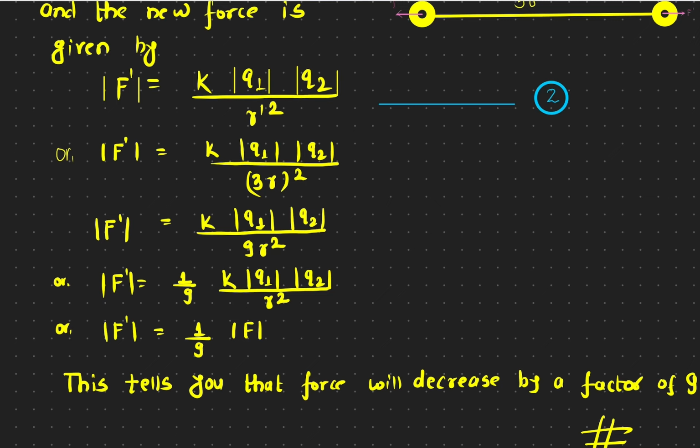So this we call the inverse square law. If the distance is doubled, the force will go down by 1 over 4. If the distance has been increased by a factor of 4, then the force will be reduced by a factor of 16. That's how the force changes. It follows the inverse square law.